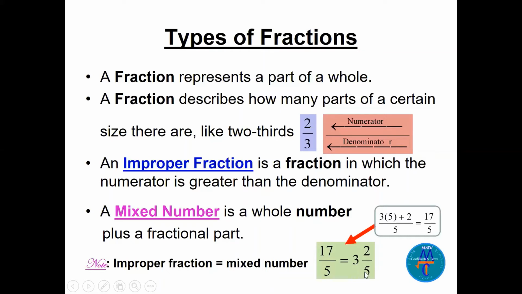3 and 2/5. How do we get that? We multiply 3 times 5, 15, plus 2, 17 over 5. So 17 over 5 is an improper fraction. We can change it to a mixed number. A mixed number is a whole number, 3, 2, 5, 7, 6, etc., or minus, and some fractional part, some fraction where the numerator is less than the denominator. So from this slide, you have to know fraction, numerator, denominator, improper fraction, mixed number.